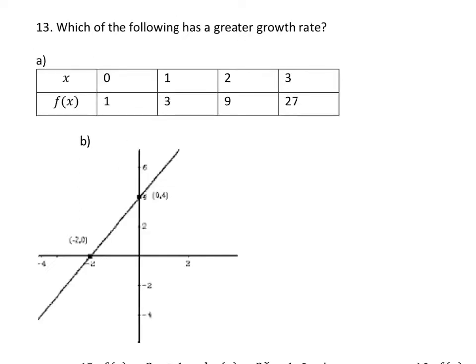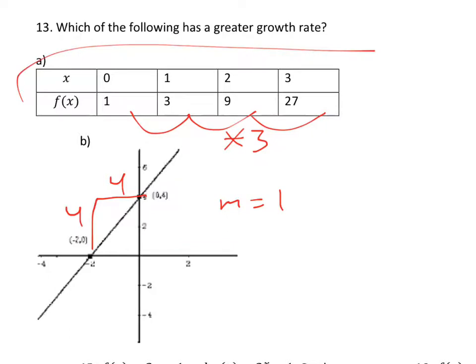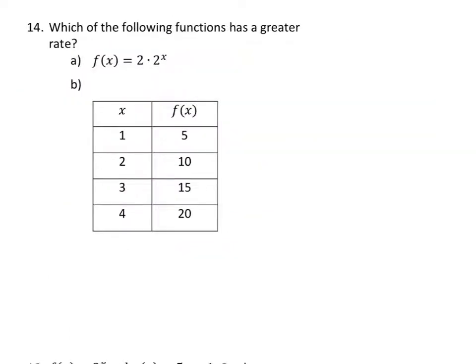We'll do 13, 14. So which one has a greater growth rate? Well, this one's times by 3, times by 3, times by 3, so that's all times by 3 stuff. And then this one is growing, let's see, it goes up 4 and over 4, so it has a slope of 1. Yeah, it's going to be A, because times by 3 is definitely a much larger slope.